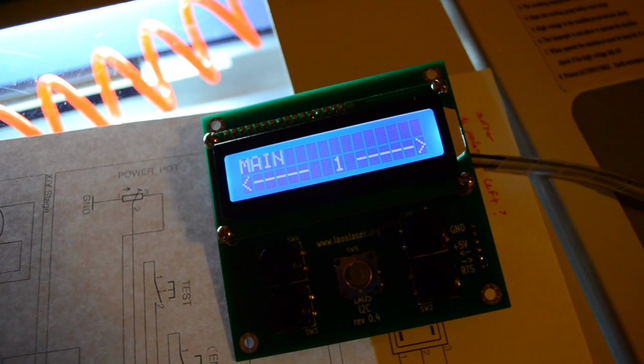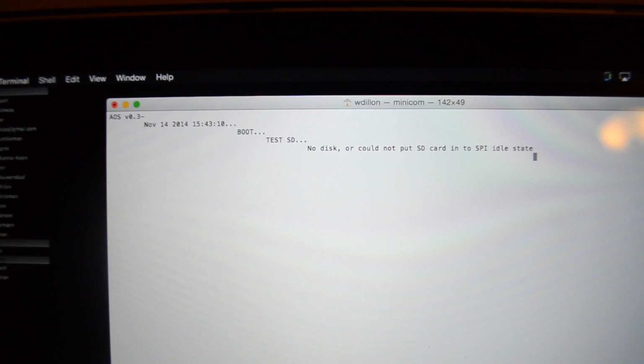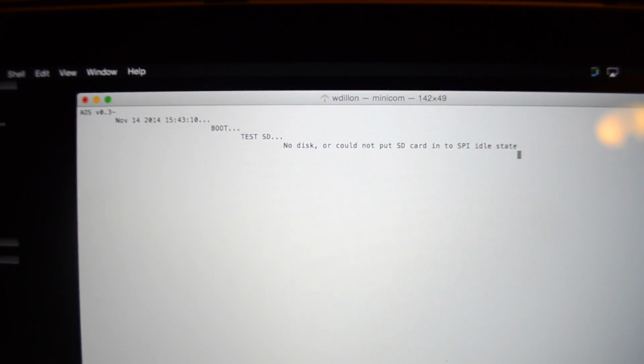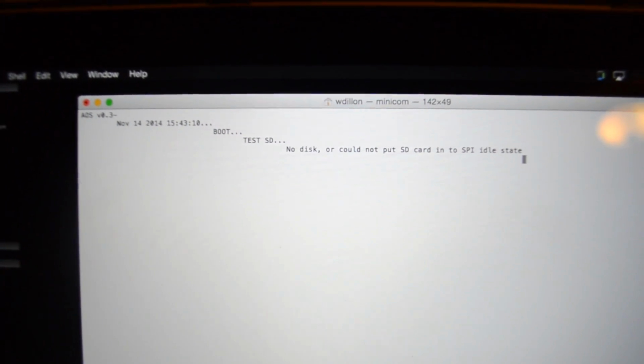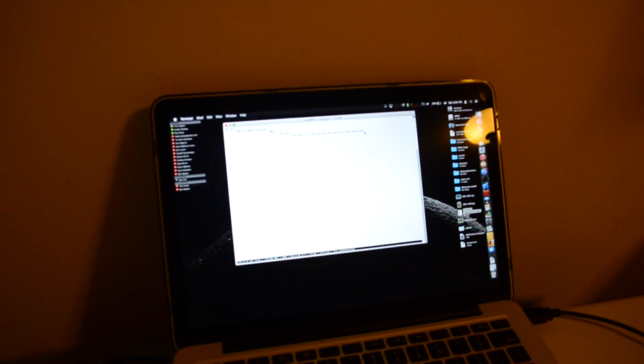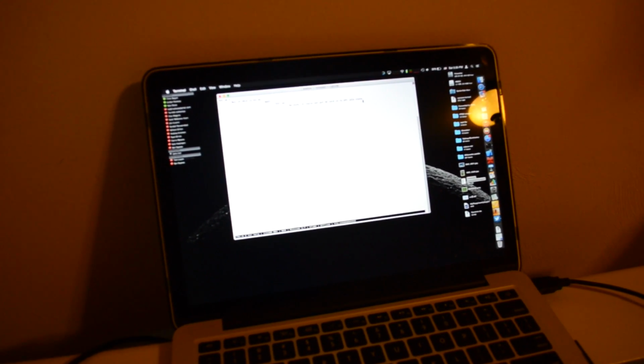Well, we're almost there. We've got the main menu there on the display, but we've got a problem. It says no disk, could not put disk SD card in the SPI idle state. I had gotten that during testing, so I'm going to grab a different SD card, put it in there, and see if I can get past that. If not, I think I'm going to have to take a break.